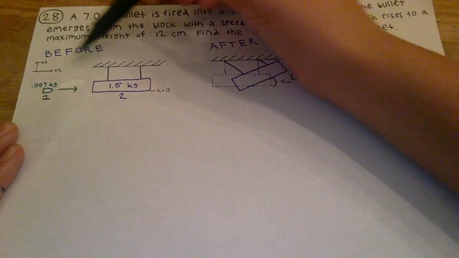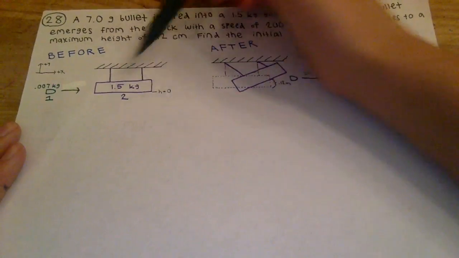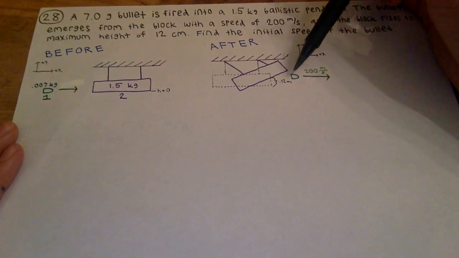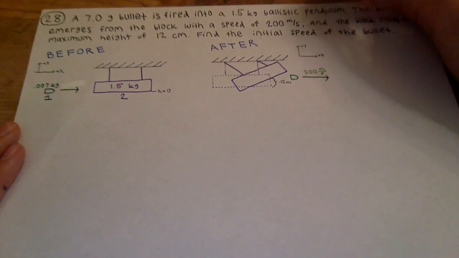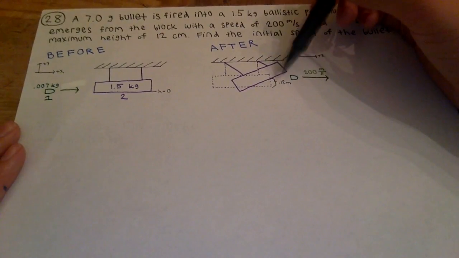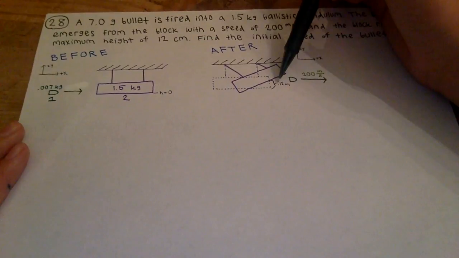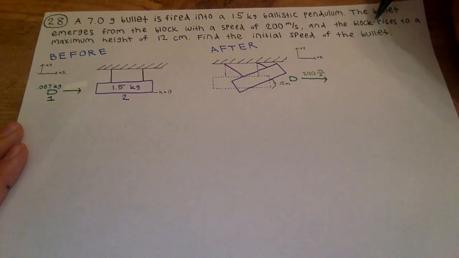To make our work make sense, I labeled the bullet as object 1 and the ballistic pendulum as object 2. After the bullet has struck the ballistic pendulum, it has gone through it and is traveling at 200 meters per second. And the ballistic pendulum is raised to a maximum height of 0.12 meters, which again is just a simple conversion from the 12 centimeters they give us. So we're supposed to find the initial speed of the bullet.